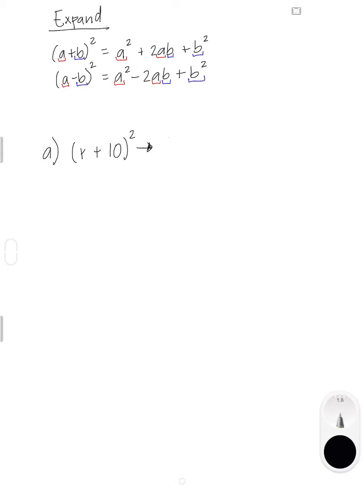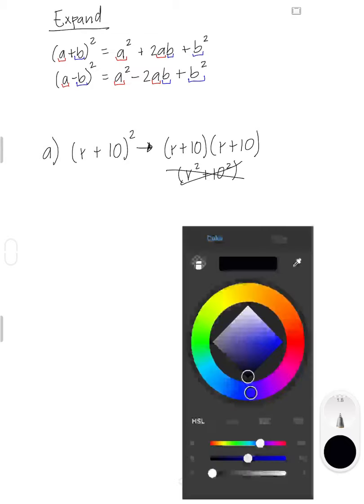Okay, now just to let you know, this is actually r plus 10 times r plus 10. I do not want to see that you write this as r squared plus 10 squared, because that is not the answer. This is a big no-no. r plus 10 squared means that you're multiplying the parentheses by the parentheses. So r plus 10 times r plus 10. A lot of people confuse r plus 10 squared with r squared plus 10 squared. They're not the same thing, okay? So again, r plus 10 to the second power means r plus 10 times the entire binomial by itself.